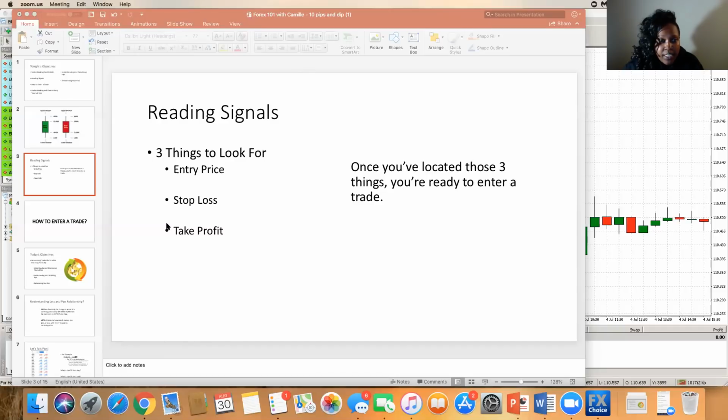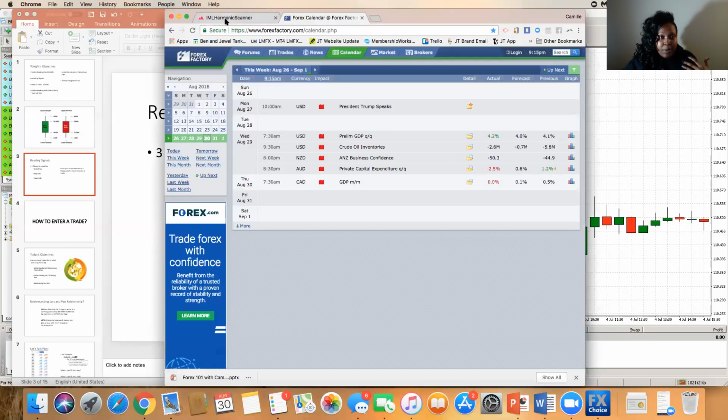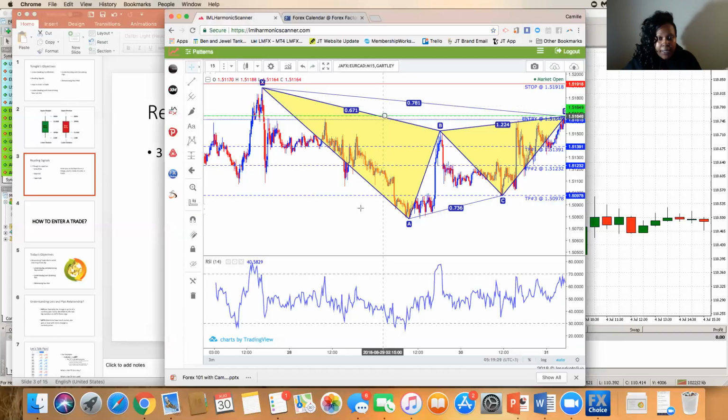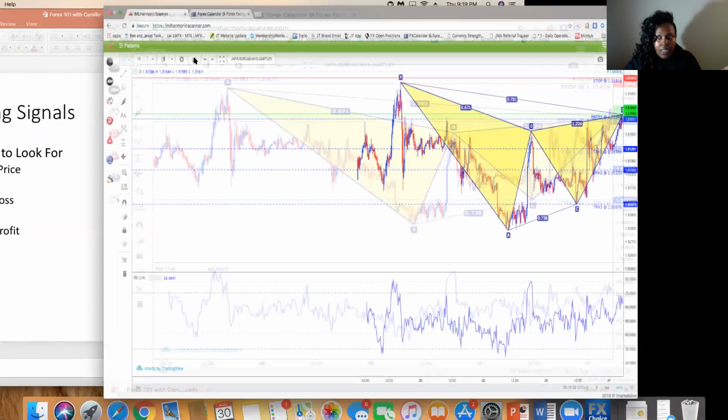Okay, so when you're looking for a trade, and I'm going to use the scanner for tonight specifically, you're looking for the entry price, the stop loss, and the take profit. Once you have those things, you're actually ready to enter a trade. So let me pull up the scanner really quick. Let me blow this up so you all can see.